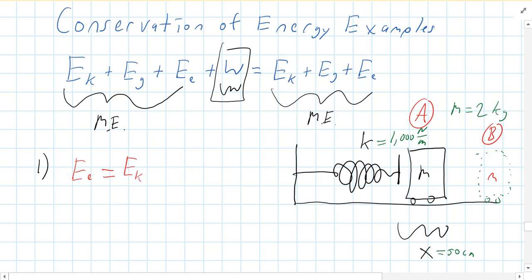Is there any change in height? No, so there's no gravitational energy. And is the spring compressed anymore? Nope, so there's no elastic energy. So there's your first step: figuring out what kind of energies are involved in this.